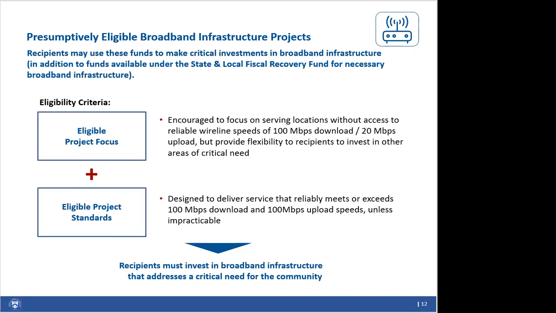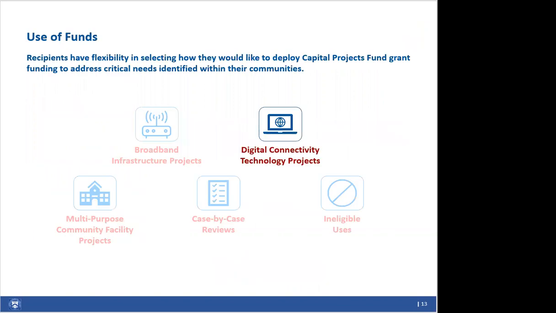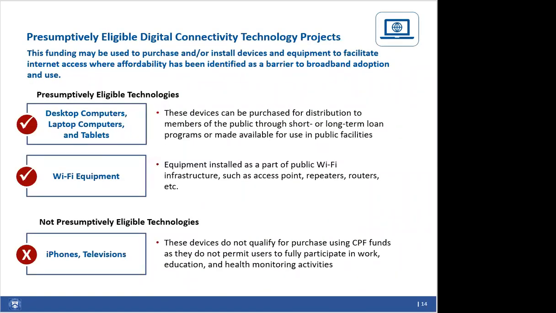So next, I will walk through digital connectivity technology projects, which are also vital to connect communities online. So CPF funds may be able to be used to purchase or install devices and equipment like laptops and Wi-Fi routers that facilitate robust broadband access that enables work, education, and health monitoring for community members who could not otherwise afford to access broadband services. Treasury has simplified the application process for presumptively eligible digital connectivity technology projects.